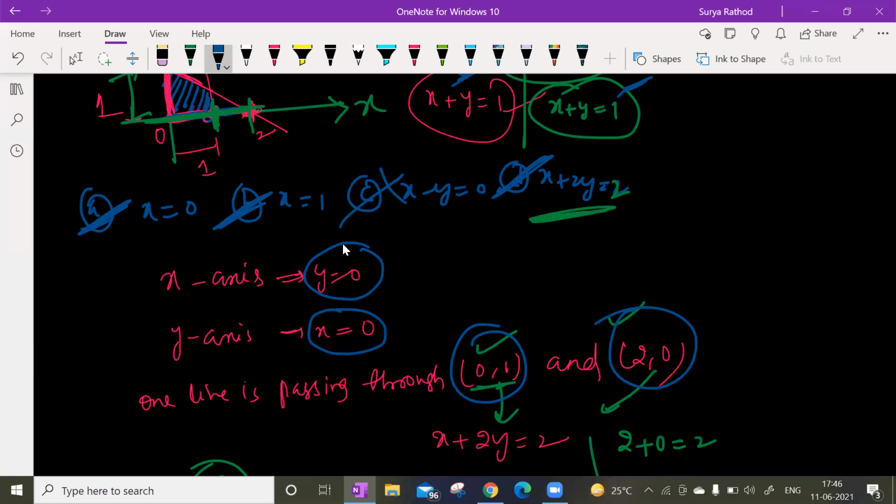Which of the following is not an equation of one of the boundary lines? So this is not an equation of a boundary line. Everything else is an equation of a boundary line. So A, B, D are equations of boundary lines except C. Understood? Yes, sir.